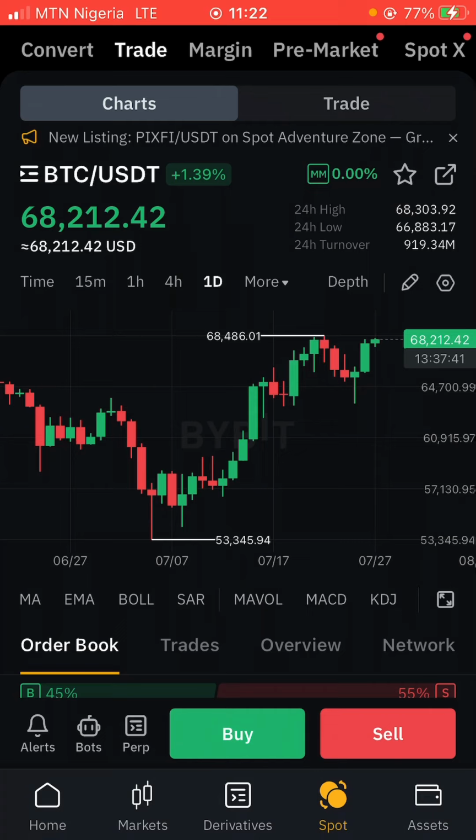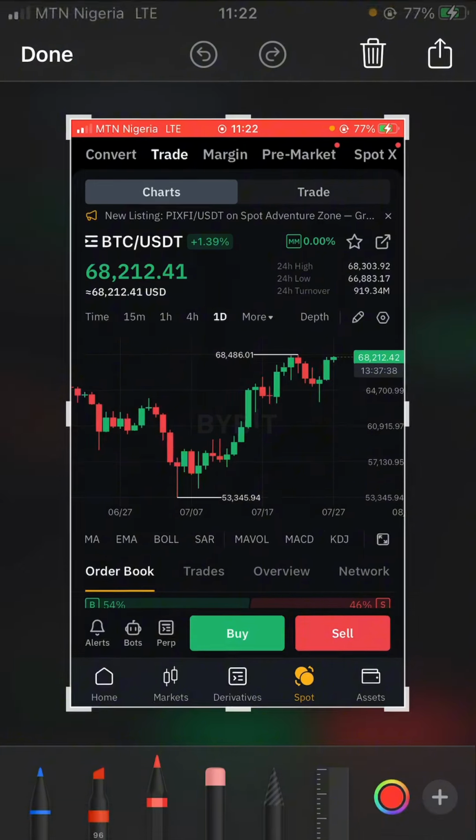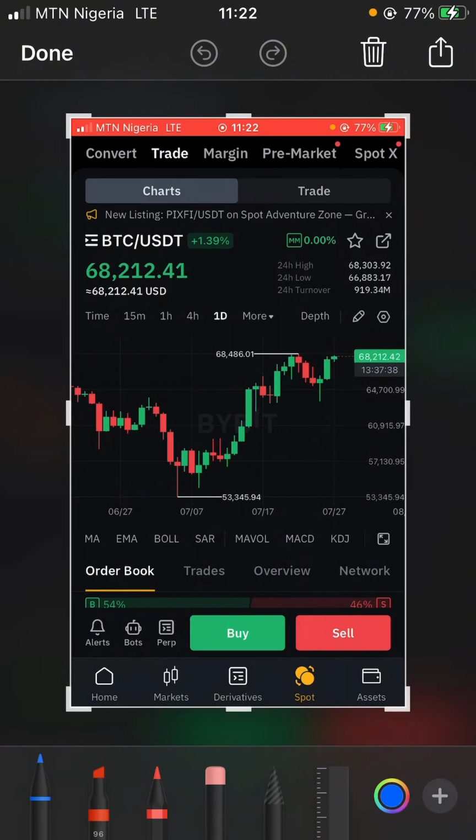The next thing you have to know is which particular coin you are going to trade. In this presentation, we are on the BTC USDT chart. If you want to change to Solana or Ethereum or ETC, any one, you can do that. You just have to click on this space, this place here. You are going to see different coins to trade.